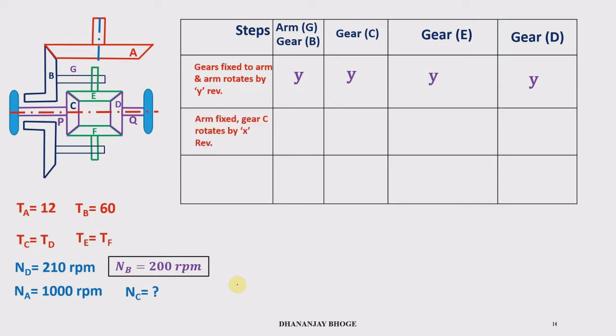Step number 2. Remove the constraint in step 1. Fix the arm. So the speed of the arm will be 0. Now rotate gear C by X number of revolutions. So the speed of gear C is X. Now under this condition we will find out the speeds of gears E and D.